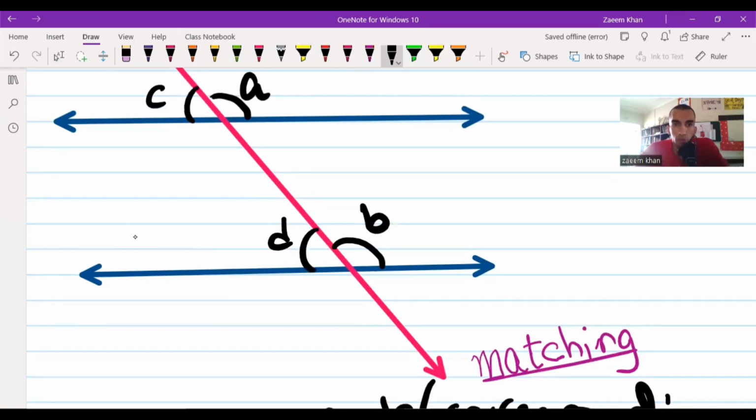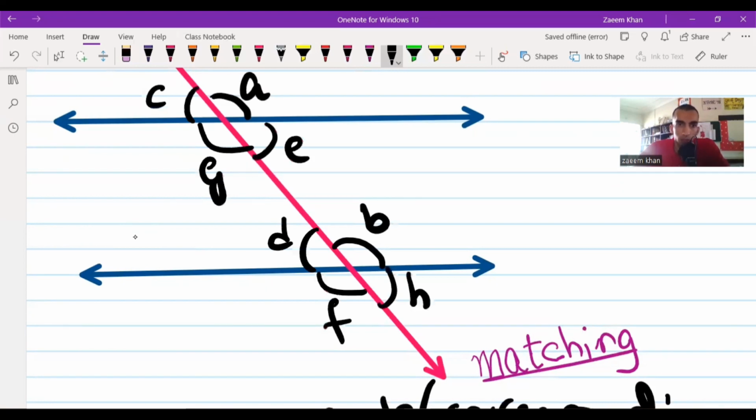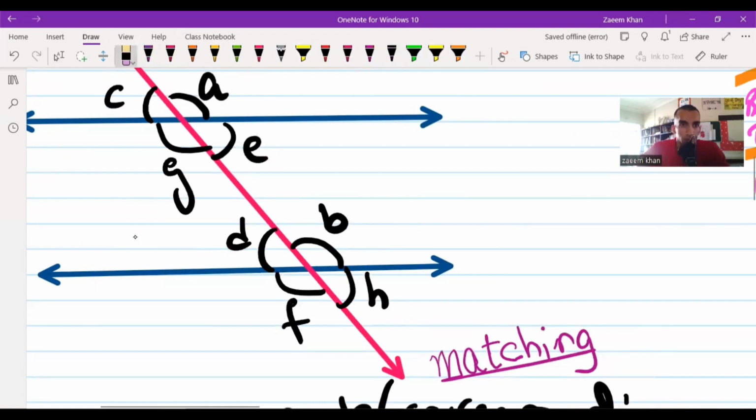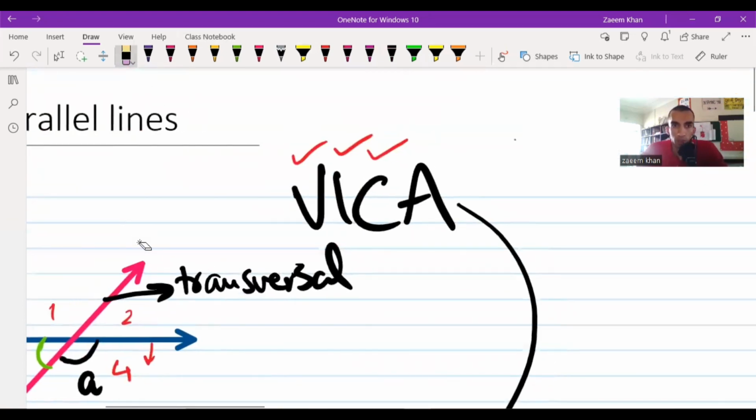I'll give you 2 more sets of angles, E and F, G and H. Which ones are going to be equal to each other now? G and F, E and H. Well done. Now we're actually done with corresponding angles as well.